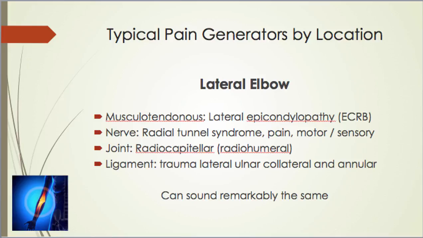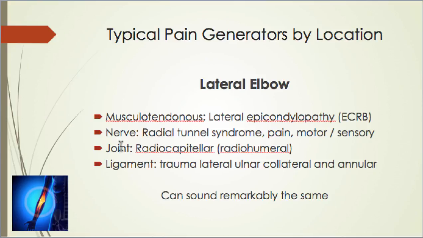In the lateral elbow, remember, in the elbow, tendon issues dominate. So muscular tendinous is number one, and that would be lateral epicondylopathy, which essentially 100% of the time affects the extensor carpi radialis brevis. About 50% of the time, it affects the extensor carpi radialis longus, not as common. So remember, ECRB is the one for lateral elbow.